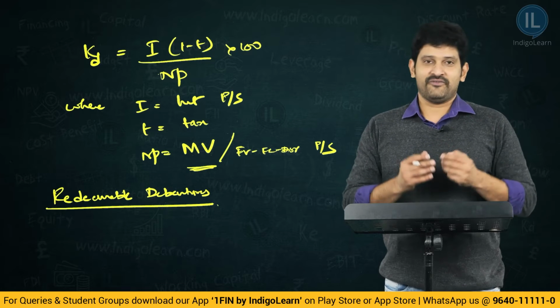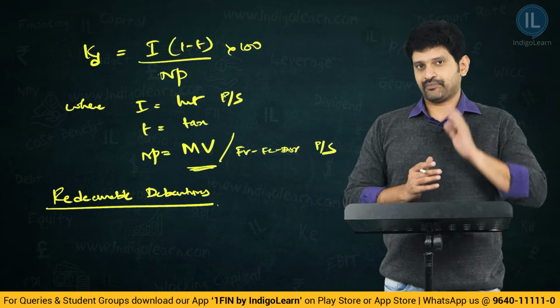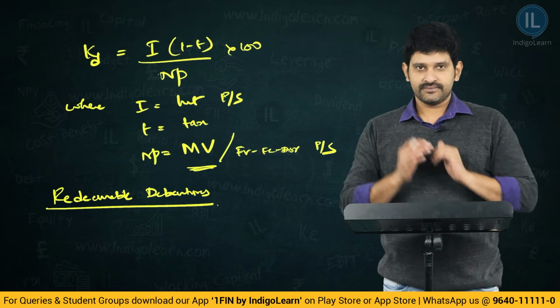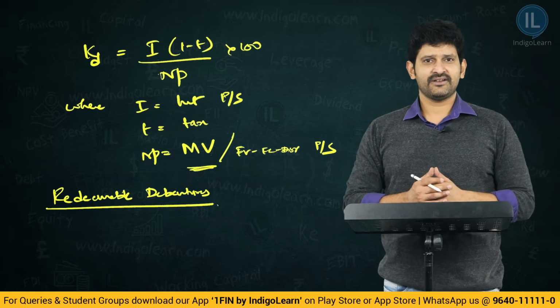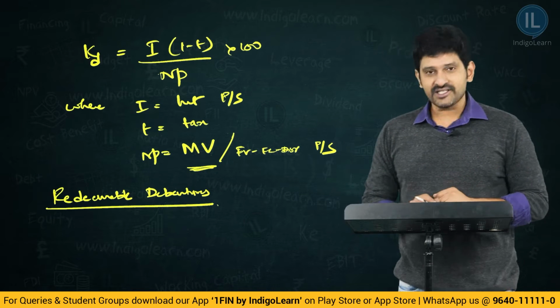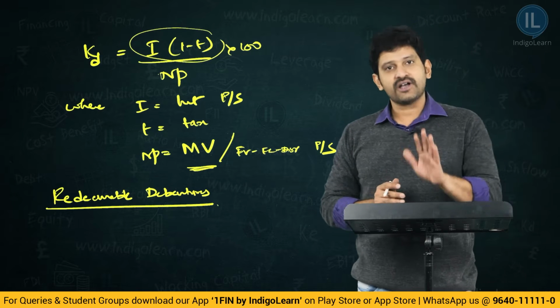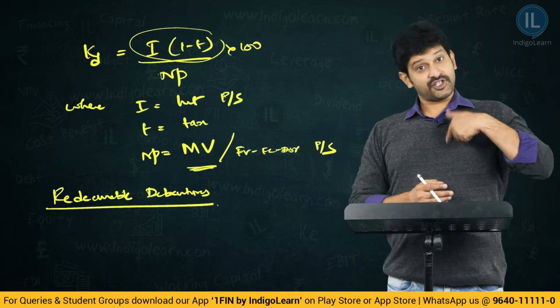Then what happens? Obviously, people will think there's an additional benefit. Now, benefit is fine for him, but is this not a cost for the company? Absolutely, it is an extra cost. Therefore, in our formula, what is the cost? Till now only interest into 1 minus tax was the cost. Now I have some extra cost.